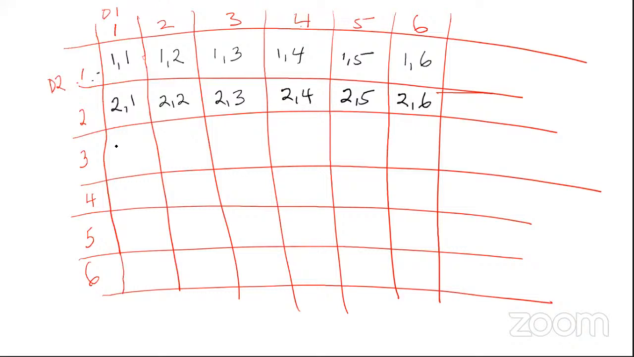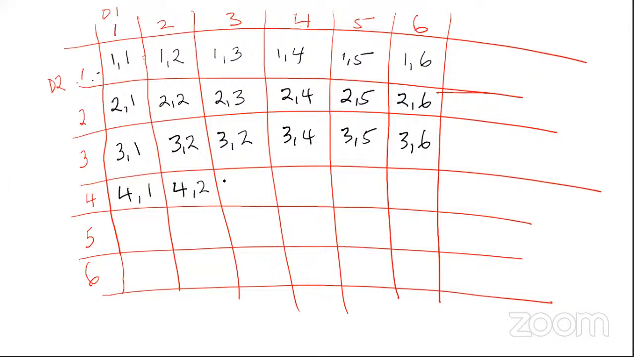Then here we have 3, 1, 3, 2, 3, 3, 3, 4, 3, 5, 3, 6. Good. Then 4, 1, 4, 2, 4, 3, 4, 4, 4, 5. Correct. 4, 6.